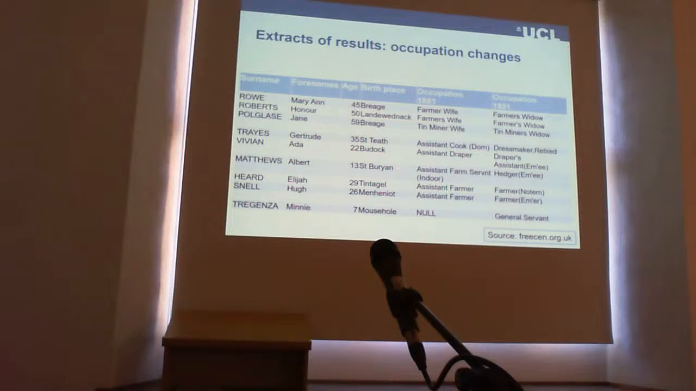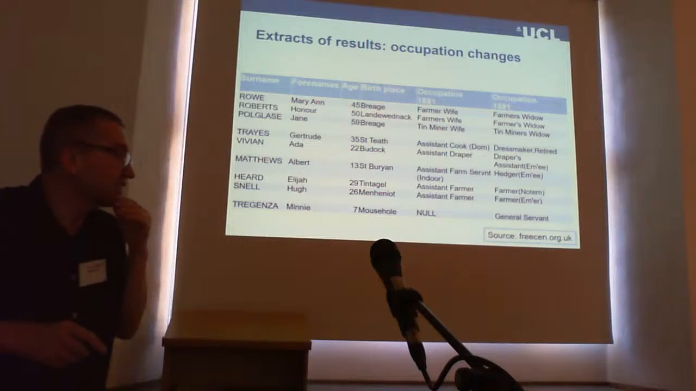So we've got someone who's gone from assistant draper to draper's assistant, just a change in title really. But we've also got someone who's gone from assistant farmer to farmer, for example. So we can look at progression in occupation, both for men and women. Another record might require a bit more looking at, because we've gone from assistant cook to dressmaker retired, which is possible, but looks a bit like a false match.